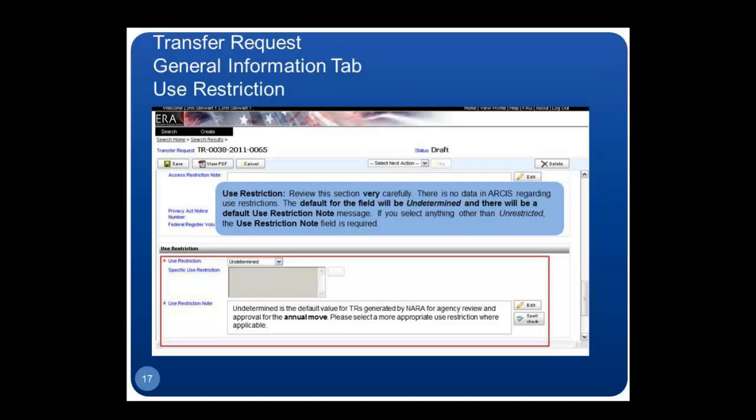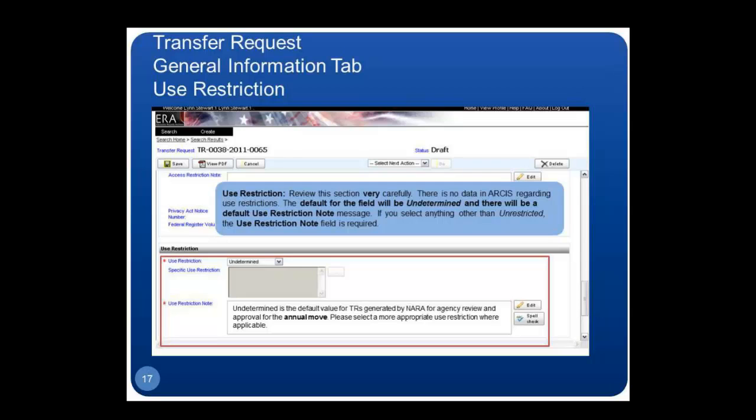If you select anything other than unrestricted in the use restriction field, and you will see that the default we've provided is undetermined because we don't know, then you are required to put some kind of note into the use restriction note so that we know what the use restriction is.